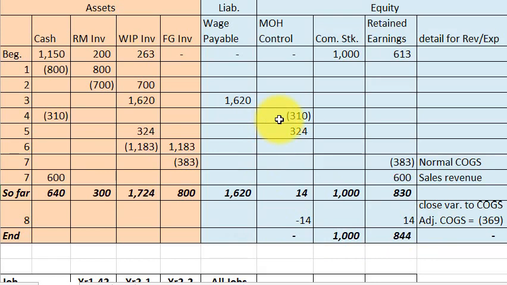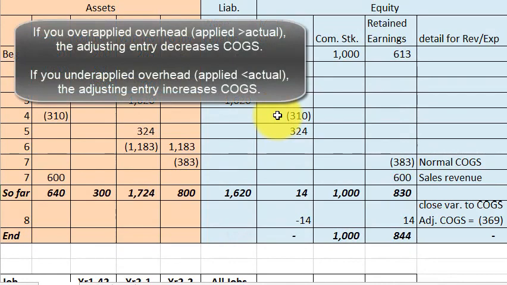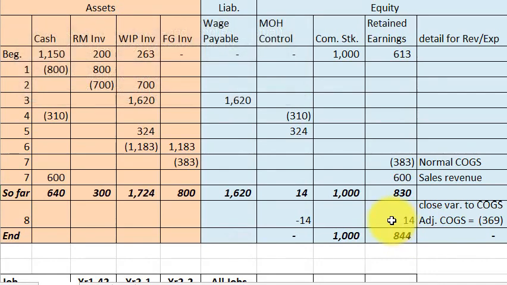We applied overhead of $324. Our actual overhead was only $310, so we applied too much expense to our inventory. We applied too much overhead. So we have too high of a cost of goods sold. This $14 therefore reduces cost of goods sold. If you've over applied your overhead, the adjusting entry reduces cost of goods sold. If you've under applied your overhead, the adjusting entry increases cost of goods sold.